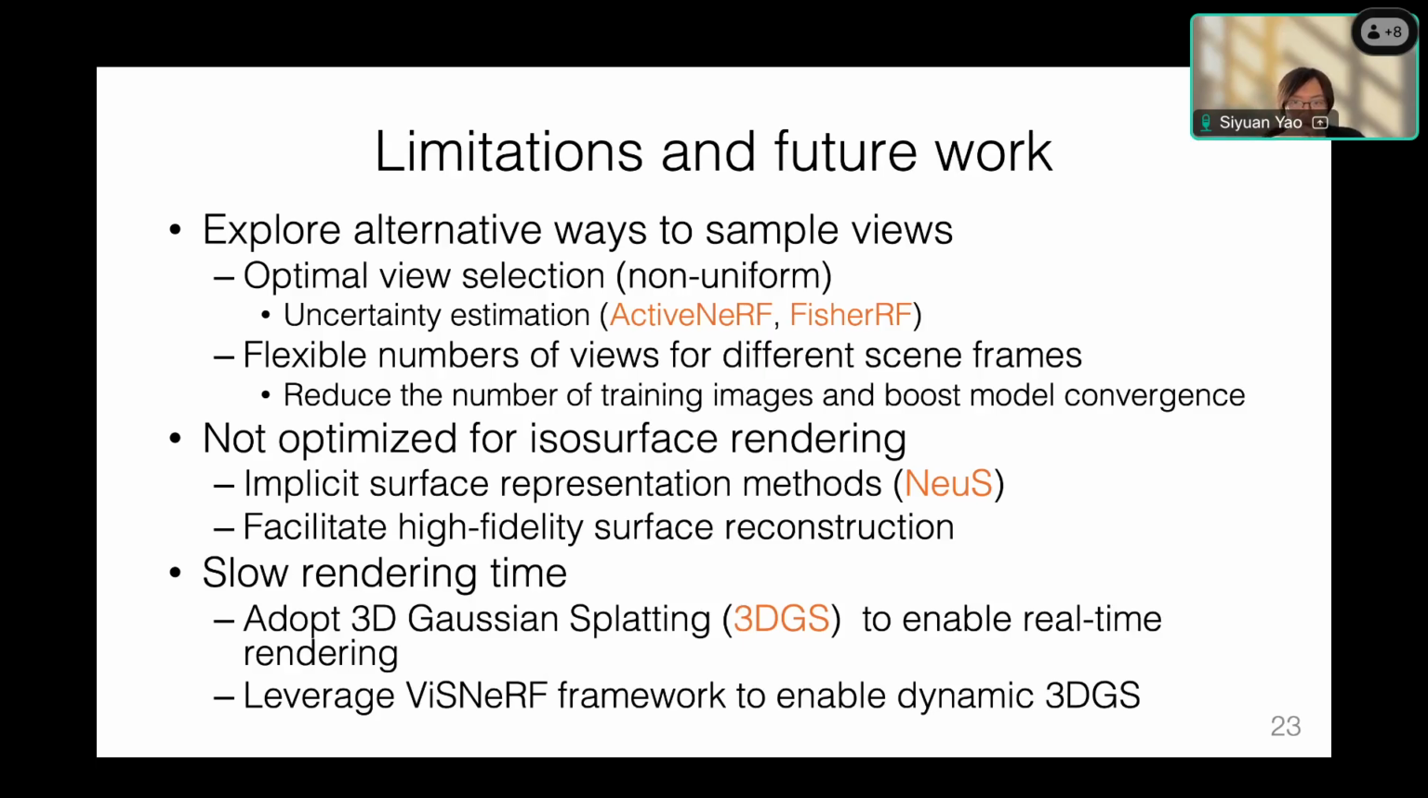So in the future, we might combine this with surface representation methods, which could improve the quality for the isosurface rendering. And the last one is the slow rendering time. So we're considering in the future combining 3D Gaussian splatting with the VisNerve framework to enable multi-dimensional dynamic scene generation in real time.